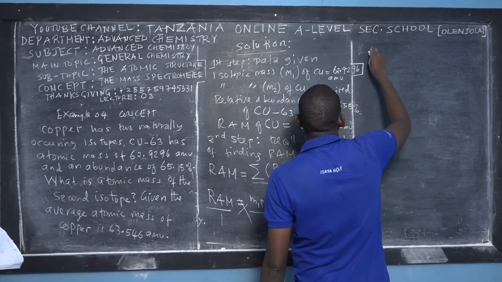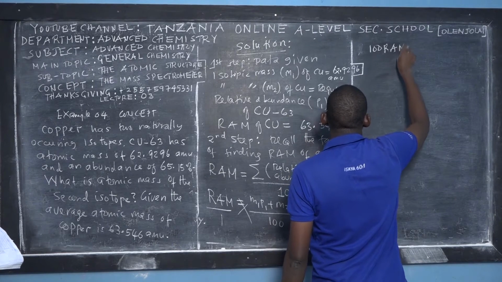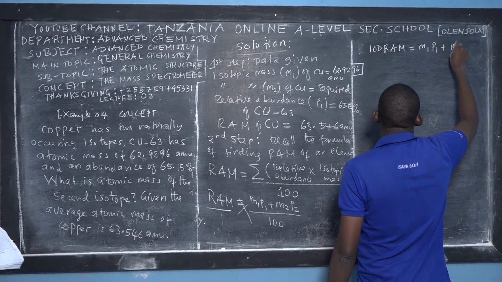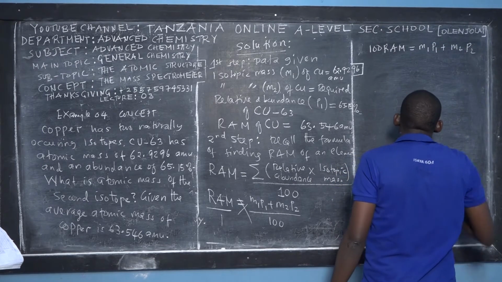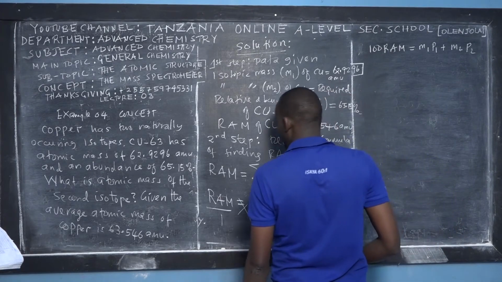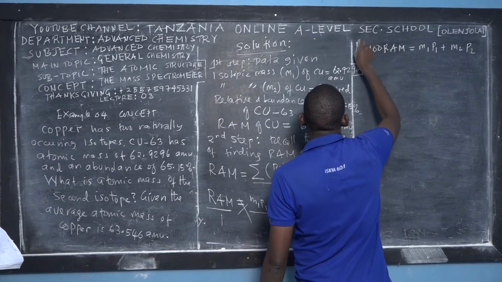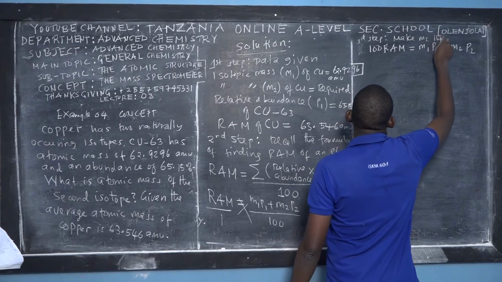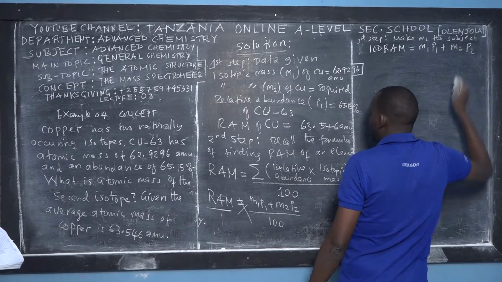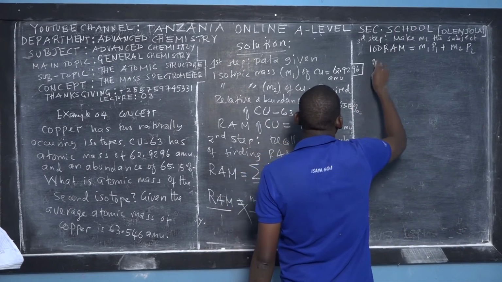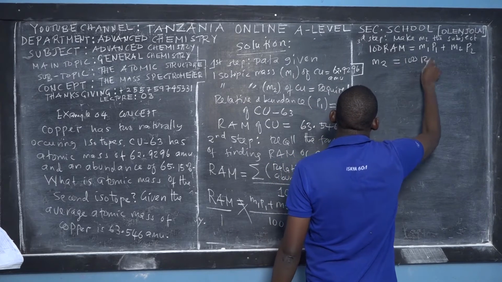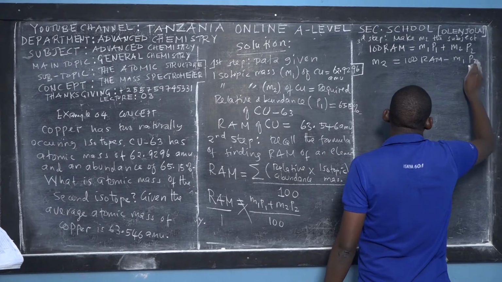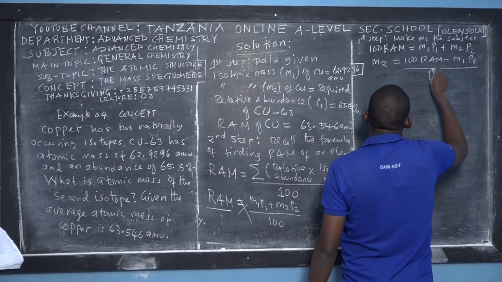If you cross multiply, we have 100 times the relative atomic mass, equals the first isotopic mass times percentage 1, plus mass 2 times relative abundance 2. You want to make this one the subject. So the third step: make M2 the subject, because we are looking for it, not the relative atomic mass, as we made it the subject before. So M2 is equal to 100 times the relative atomic mass, minus the product of isotopic mass 1 and abundance 1, divided by percentage 2.